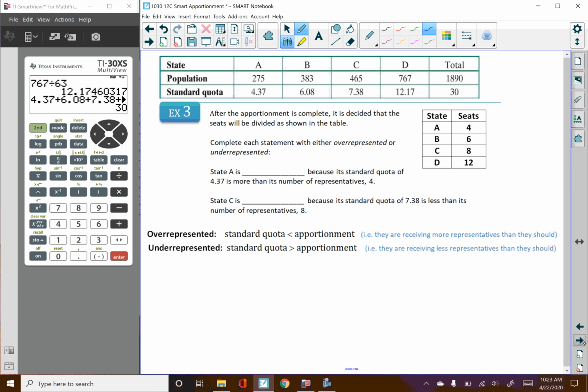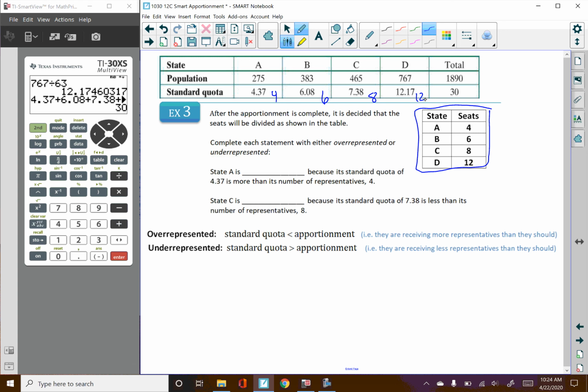Okay, so here's our standard quotas that we worked with just a second ago. So we're going to talk about overrepresentation and underrepresentation for a second, and then we'll talk about Hamilton's method for apportionment. So after the apportionment is completed, this is what they decided to do. They decided to round this one to 4, the next one to 6, the next one to 8, and the final one to 12. So that's how they decided to apportion it.